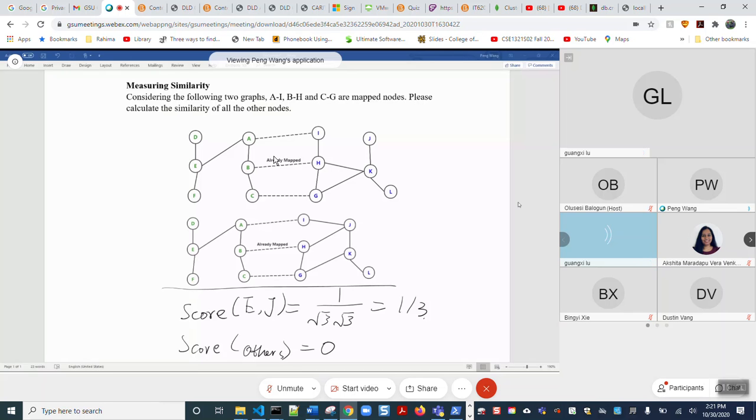No, but here we only use the given mapped nodes to calculate the similarity. We cannot use what we mapped later and then consider it as a mapped node. No, we cannot do that. Okay.